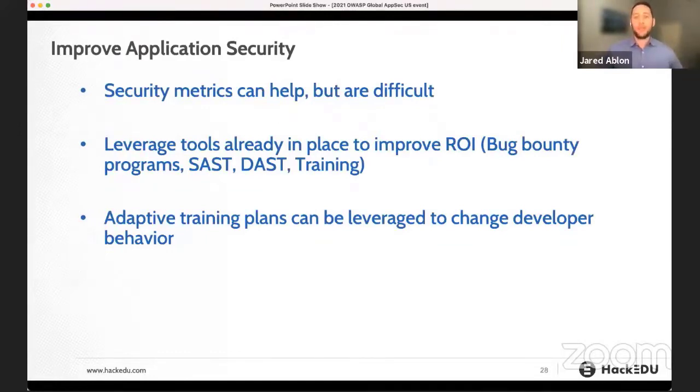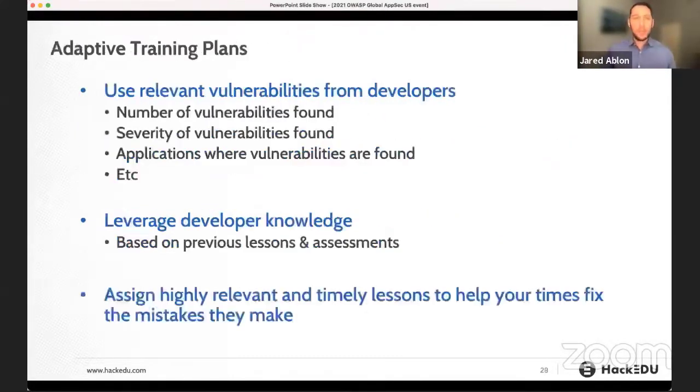What tools can we leverage to improve the ROI of training, right? And so looking at bug bounty programs, SAST tools, DAST tools, your current training, aggregating all of that data, and then creating what we call adaptive training plans to really try to change developer behavior and help them think more about security. And so what are adaptive training plans?